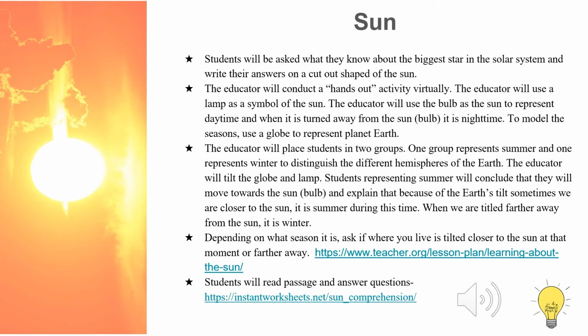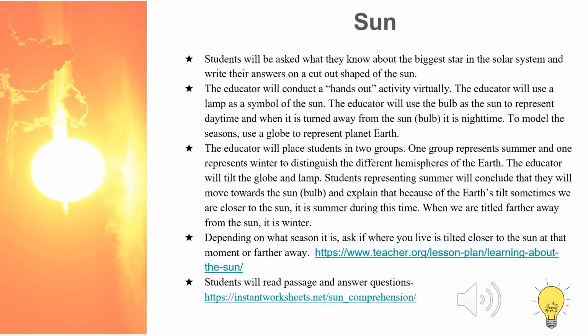Through this, the educator will conduct kind of an experiment. So the educator will grab a lamp, and that'll be a symbol of the sun. They will use the bulb to represent daytime, and when the lamp and the bulb are turned away, it's considered nighttime. So this helps to illustrate and model Earth and its relationship toward the sun.